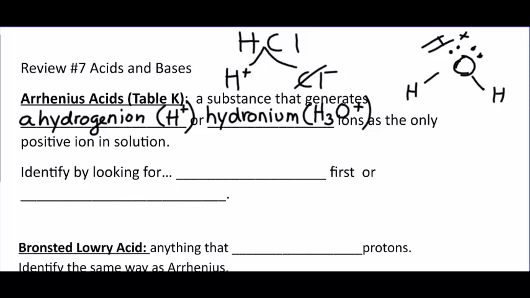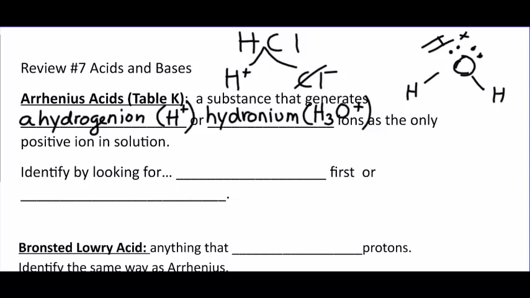So when you see acid, they dissociate to produce hydrogen or hydronium ions. They may ask it either way. Just recognize you can use hydrogen ions and hydronium interchangeably. They are present in a high concentration in an acid. So acids generate hydrogen or hydronium as the only positive ion in solution. That's the definition of an acid.